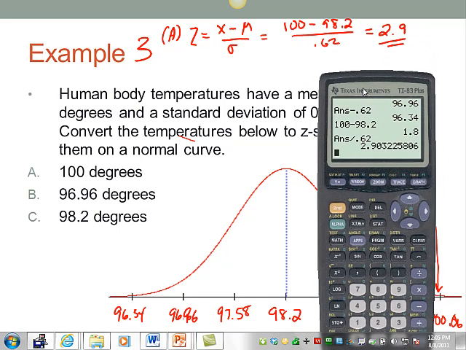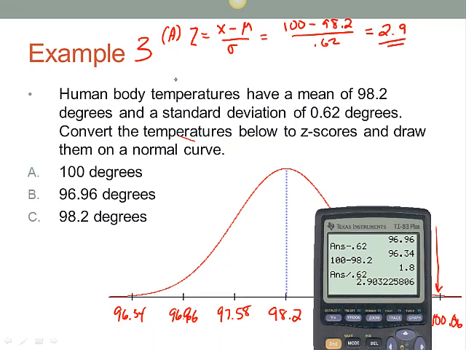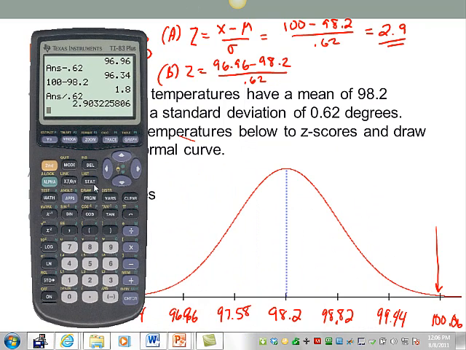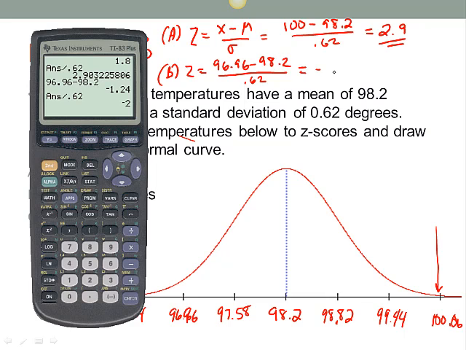Okay, the next one, 96.96. So let's do B here. So 96.96 minus 98.2 divided by 0.62. So 96.96 minus 98.2, then divided by 0.62. So we get a -2. So 96.96, and there it is right there. We didn't have to compute it, did we? It fell right there on the line.